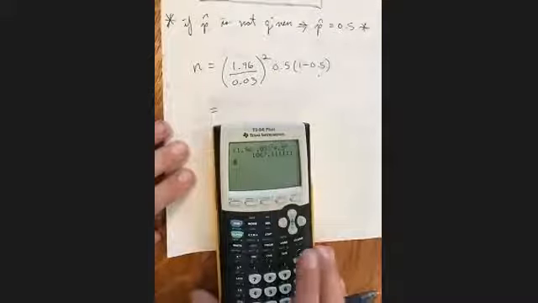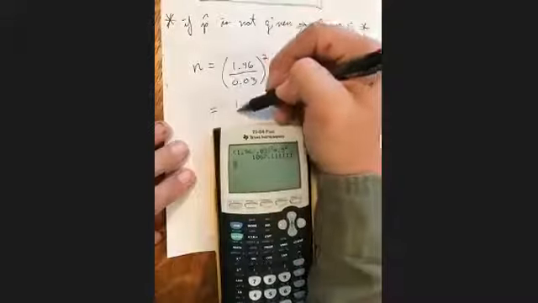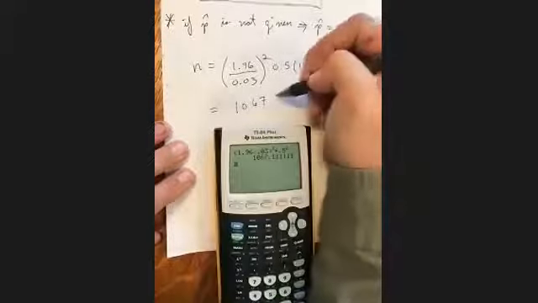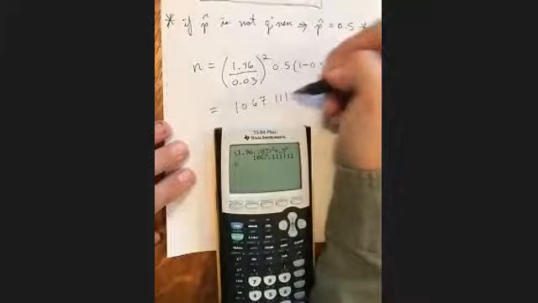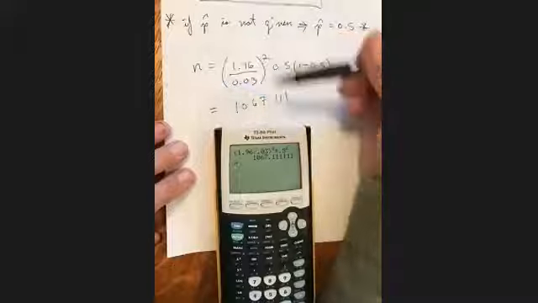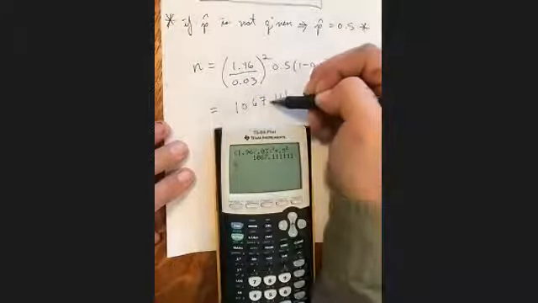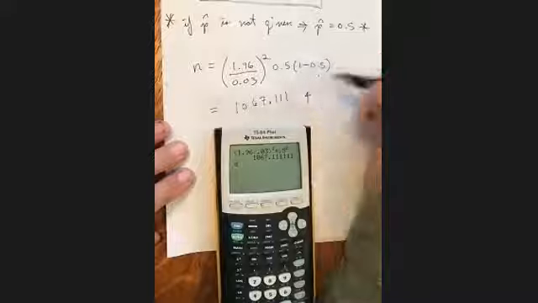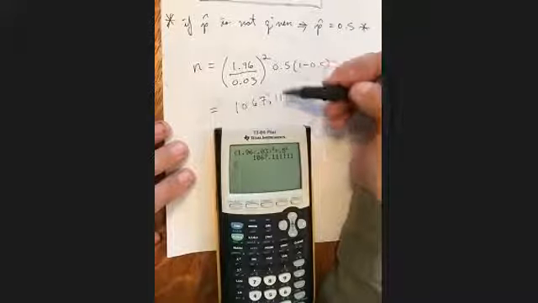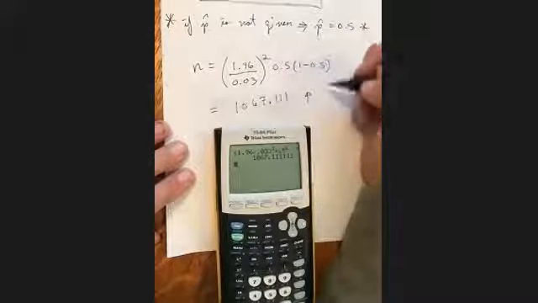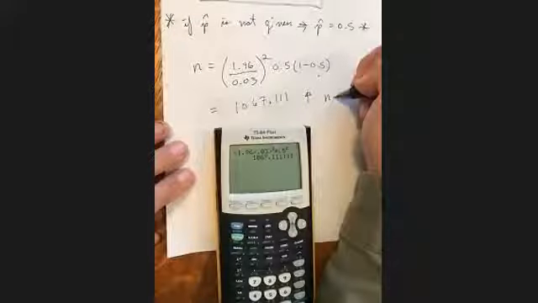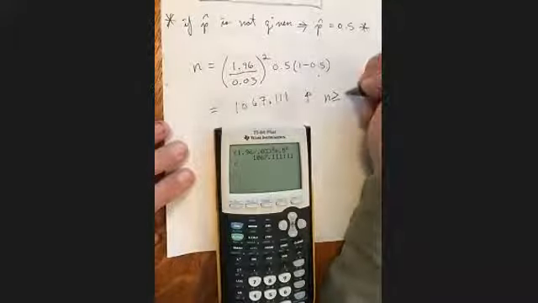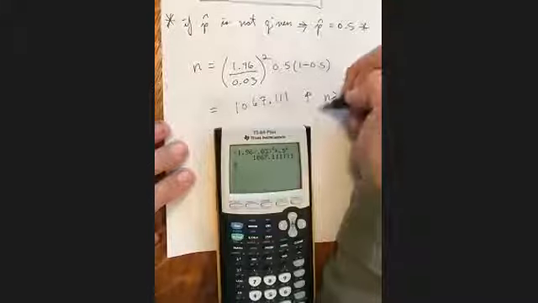And so we get a minimum sample size of 1,067.111. Whenever you're dealing with sample sizes, you can't have a fraction of a person, right? So you always go up. Even though this would round down, we always go up. So the minimum value is 1,068.